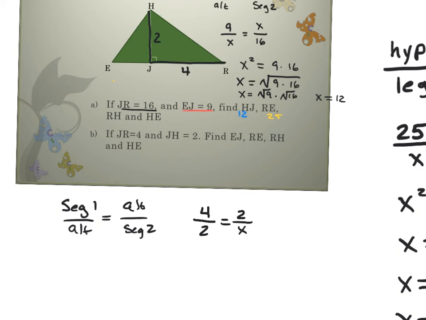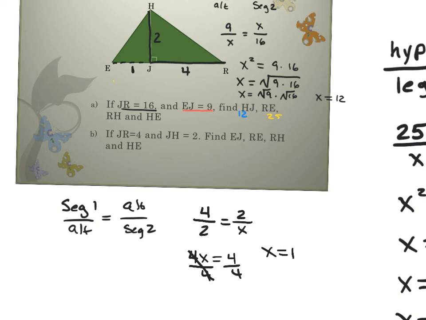Beautiful. What should I do now? Cross multiply. Cross multiply, and I get 4x is equal to 4. Is there any square rooting involved here? No, x is equal to 1. X is just equal to 1. So this part right here that we just figured out, that's 1.